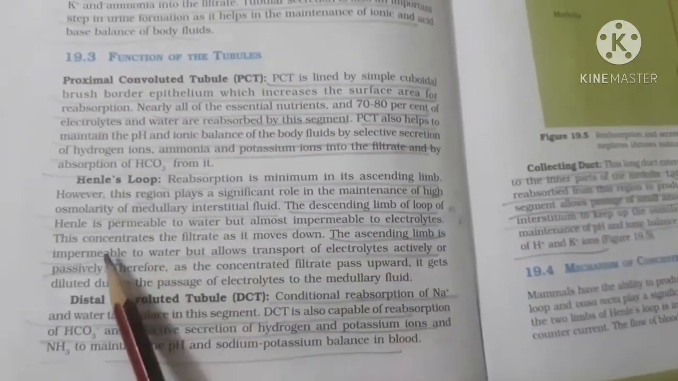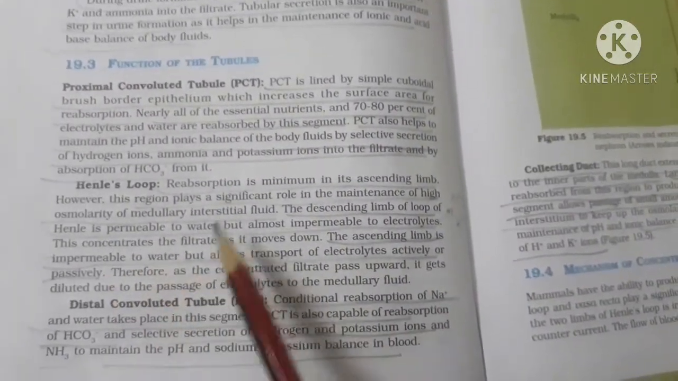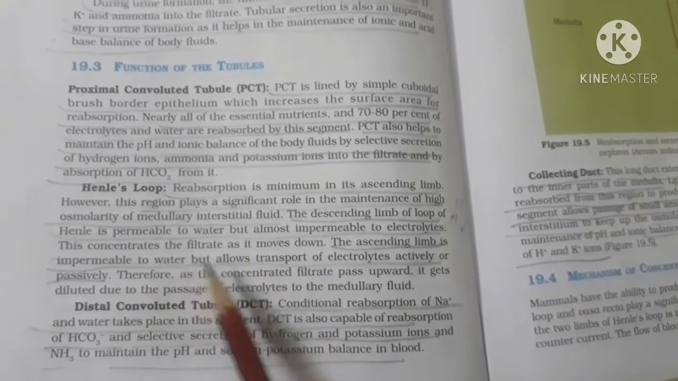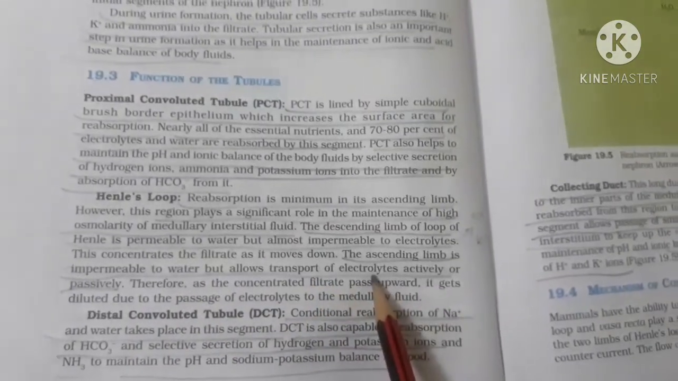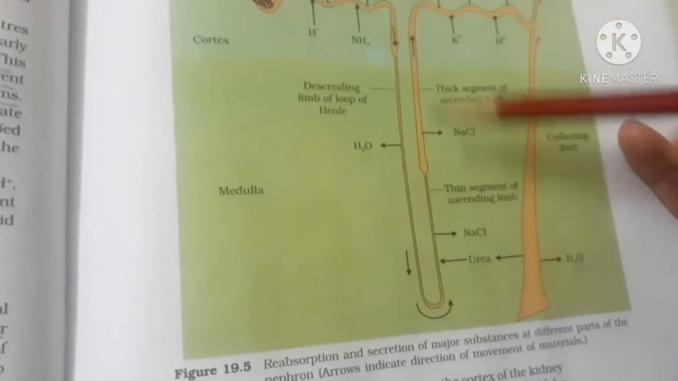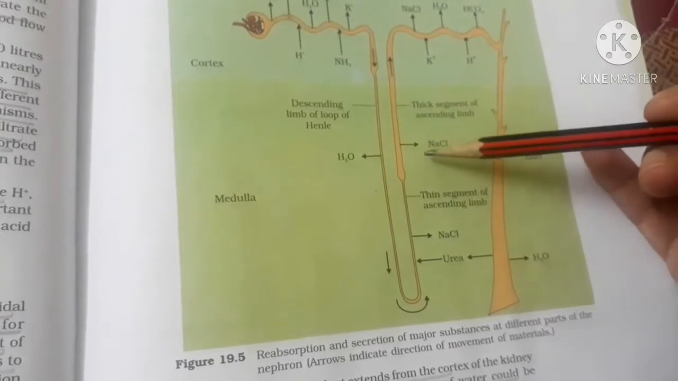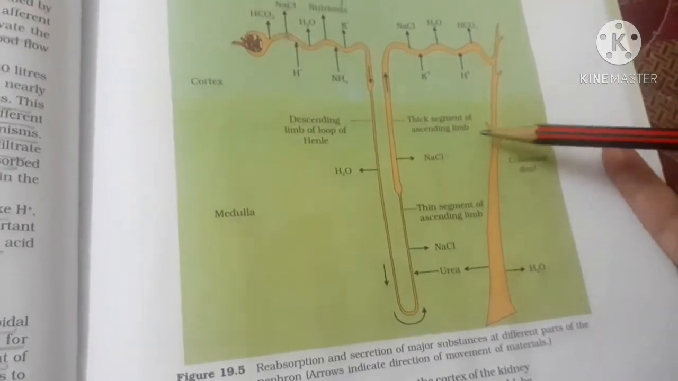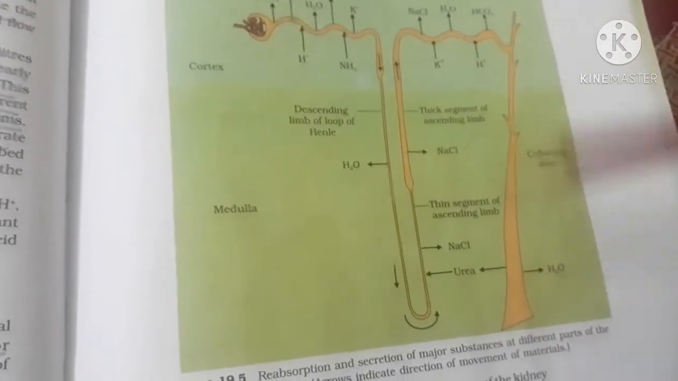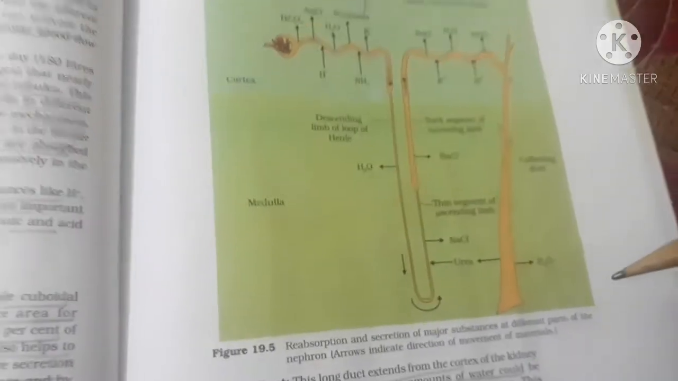Okay, but if we talk about the ascending limb, it is impermeable to water. See, it is completely opposite. It is impermeable to water but allows transport of electrolytes actively or passively. That means in this ascending limb, water is not reabsorbed but electrolytes are reabsorbed. So this is the difference between the two limbs.